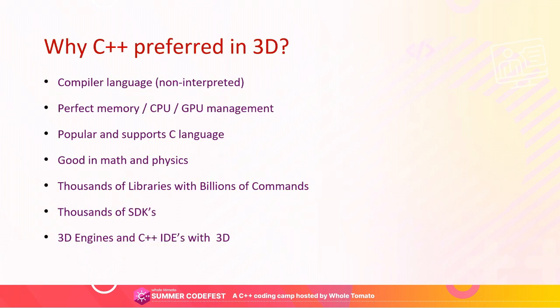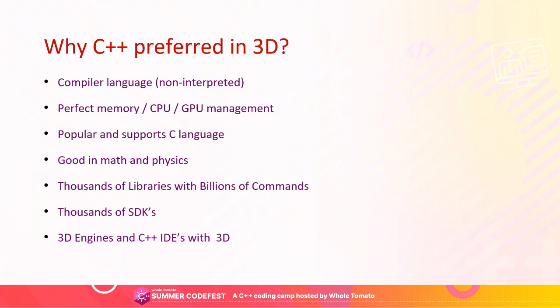Why is C++ preferred in 3D? Actually, there are many reasons, but one of the main reasons is that it's a compiled, non-interpreted language, and it is very, very close to assembler language. That means it builds applications very close to machine language, and it is very fast. It has excellent memory, CPU and GPU management, is popular, and supports the C language.